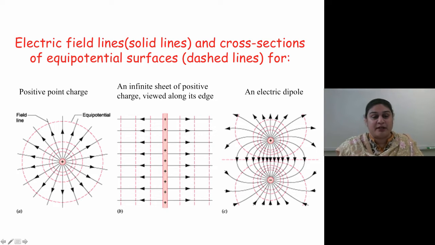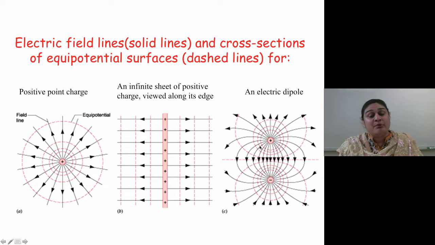For example, for a positive charge that is a source of electrical fields, the equipotential lines are going to be given by these red concentric circles around it. For a line charge or an infinite sheet of charge, again it's a positive charge, so the electrical field lines are going to go away from this charge. The equipotential surfaces are going to be straight.